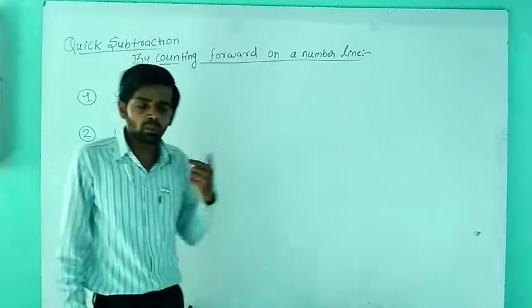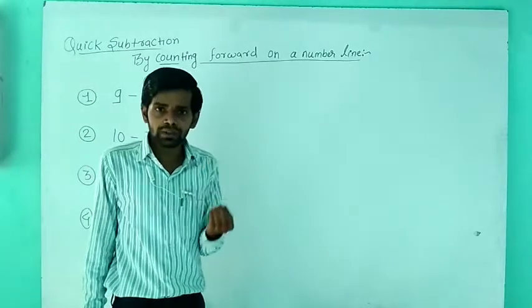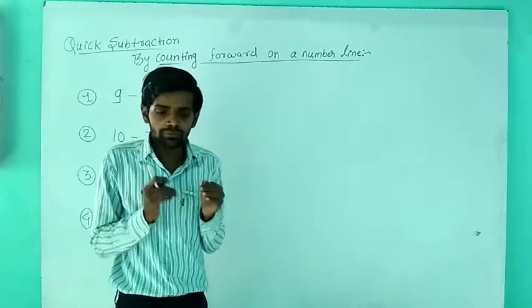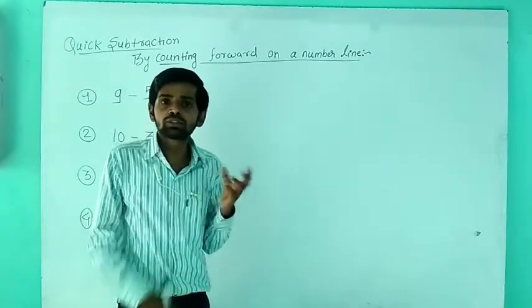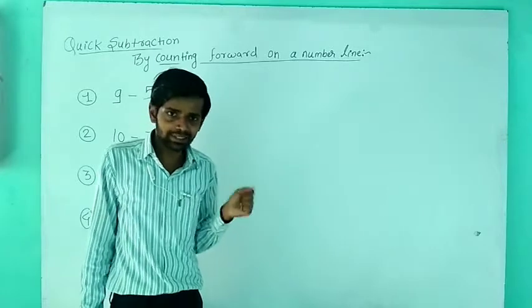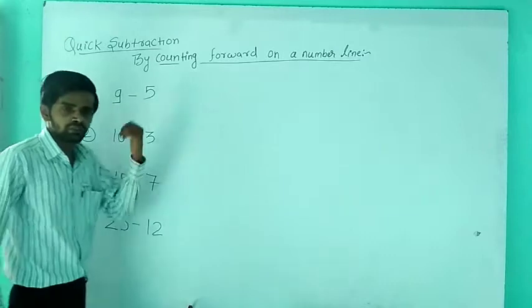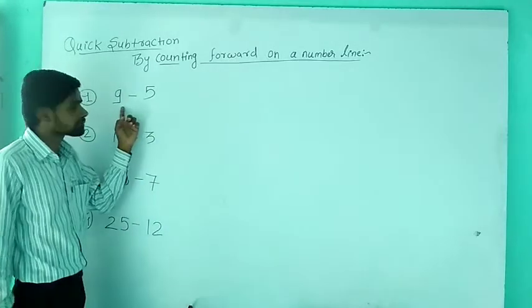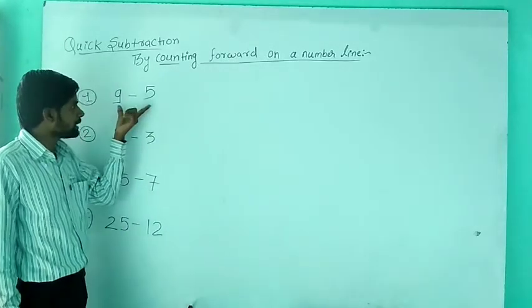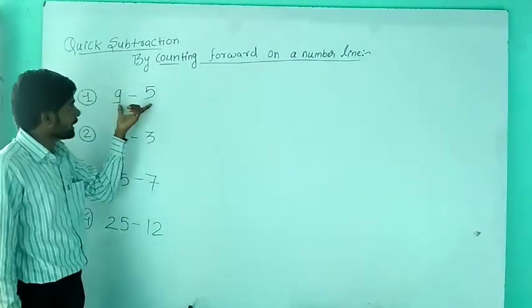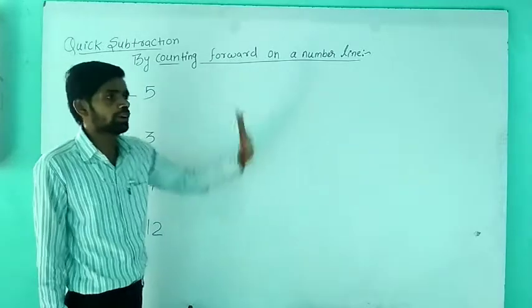Listen everybody here. What is meant by difference? Difference is the result of subtraction. Means what? जब भी आप subtraction करोगे उसके बाद जो आंसर आएगा that is called as the difference. Okay. So now look here. 9 minus 5. We know that. What is the answer here? We already know the answer of 9 minus 5. But we have to find the answer by counting forward on a number line.